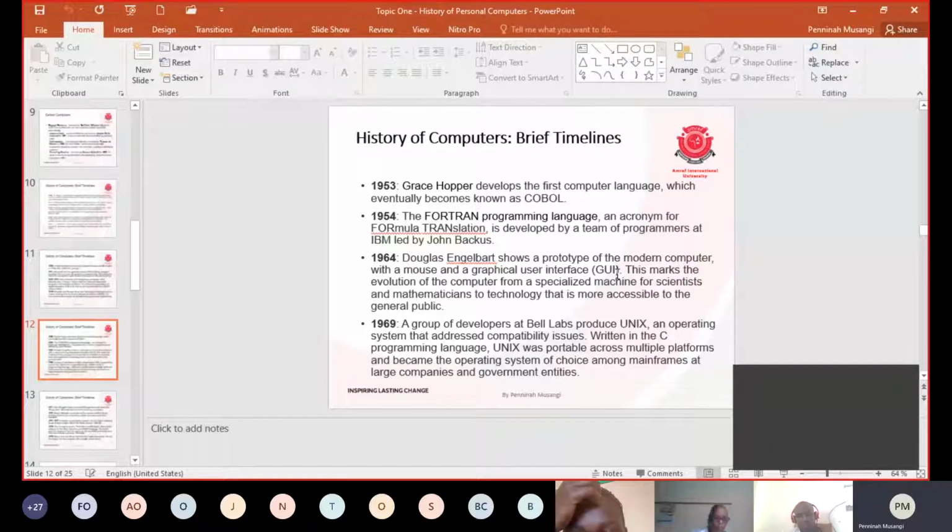1954, the first programming language was Fortran. Fortran is an acronym for Formula Translation. And this one was developed by a team of programmers who were working at IBM.